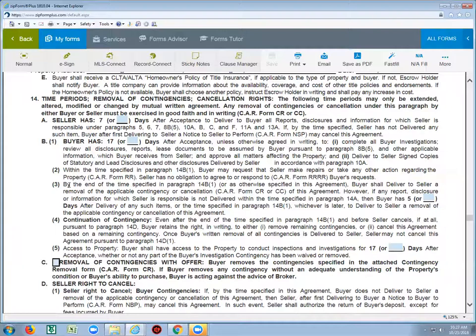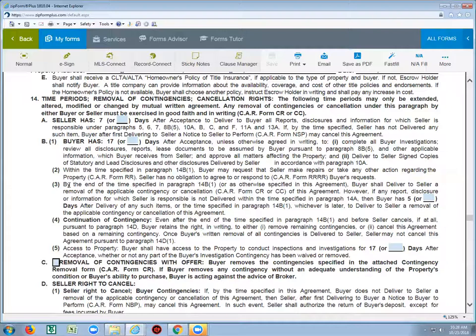A, seller has 7 days after acceptance to deliver to the buyer all report, disclosure, and information for which seller is responsible under how many paragraphs on that? 5, 6, 7, A, B, 5, 10, A, B, C, F, 11, A, 13, A. So that's why before all the paragraph, they all mention to this paragraph, 14.